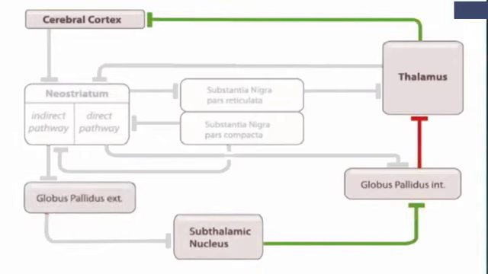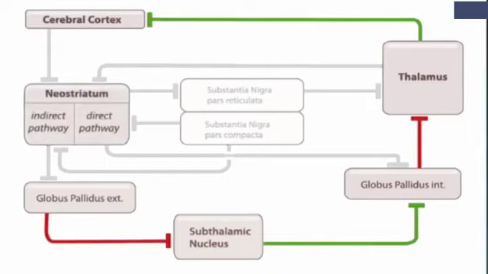The external globus pallidus sends an inhibitory signal to the subthalamic nucleus. This is disinhibitory overall because the signal from the subthalamic nucleus is weaker, which means the signal from the internal globus pallidus is weaker, so the excitatory signal from the thalamus is stronger and movement is facilitated.